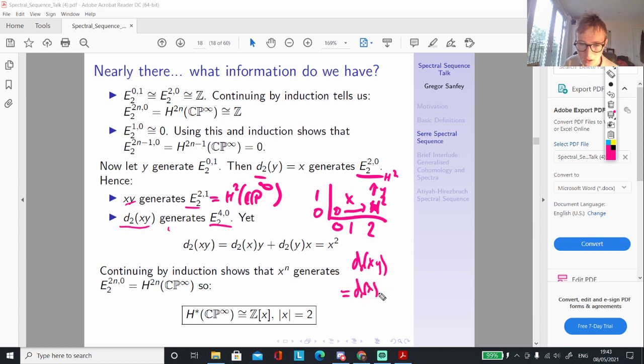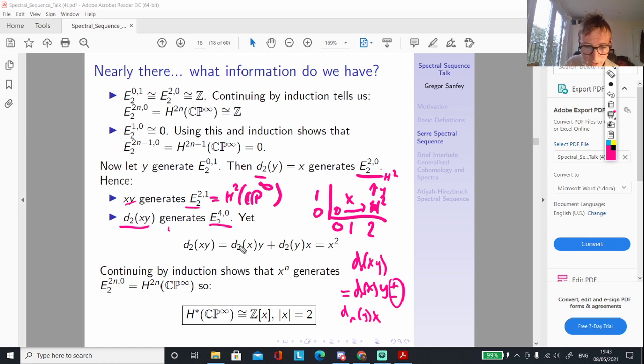d of xy is equal to dx times y plus or minus. There's going to be a sign issue here, but I think it's up to degrees. I think it's plus (-1) to the degree of x times the degree of y. Up to the sign, it's going to be plus or minus, and then we're going to have dy times x. So let's see what this looks like here.